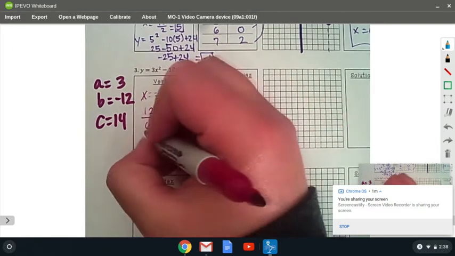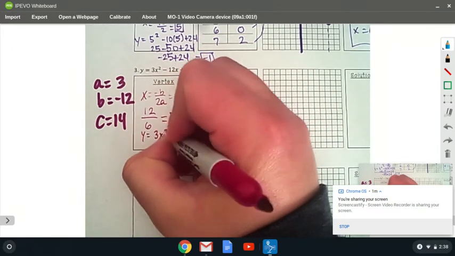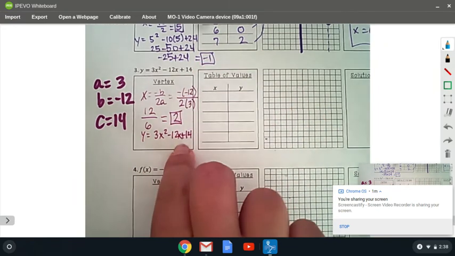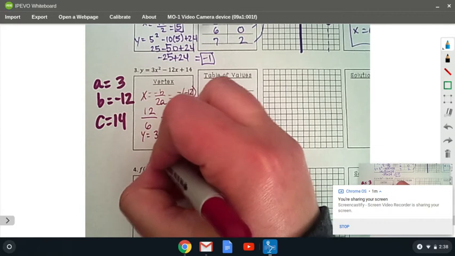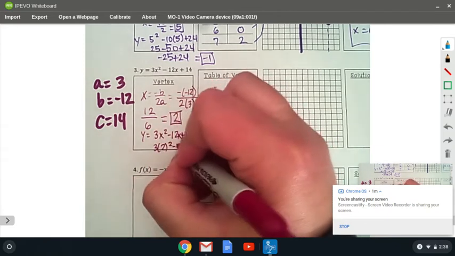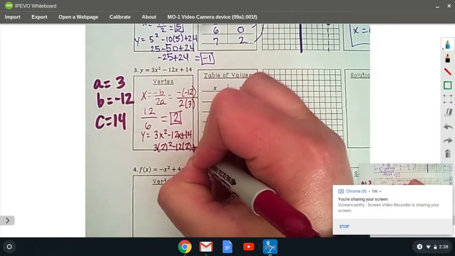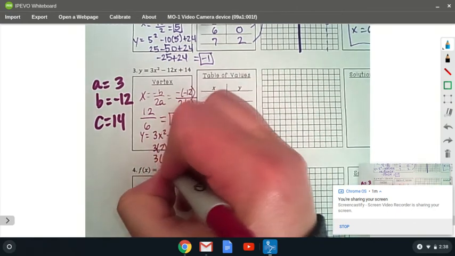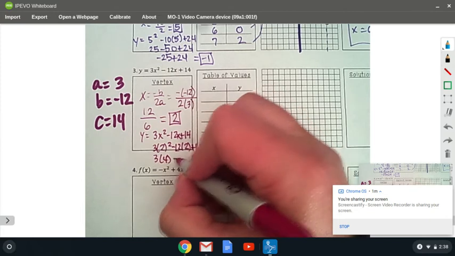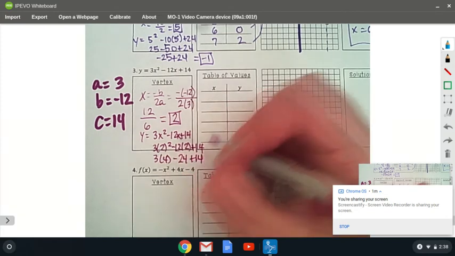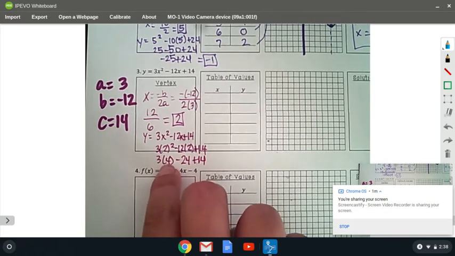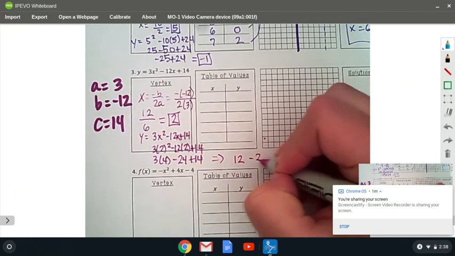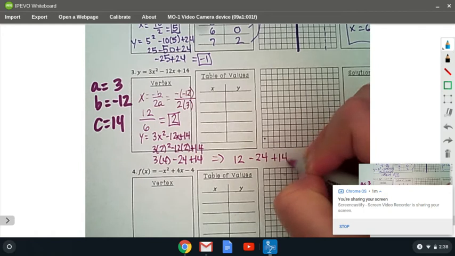I still have to find the y value. In order to find the y value, I go back to this original equation, and I plug in this new x value for x. So I'm plugging in this 2 for x. 2 squared is 4. 12 times 2 is 24. 3 times 4 is 12. So right now I'm going to draw it over here. I have 12 minus 24 plus 14.